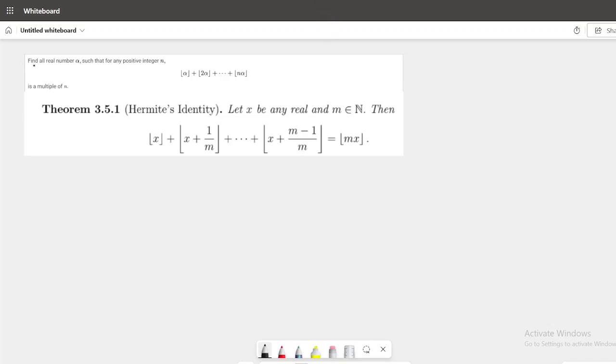So we need to find all real numbers such that for any positive integer n, the following sum is always a multiple of n. So let's make a quick observation for n equals 2.